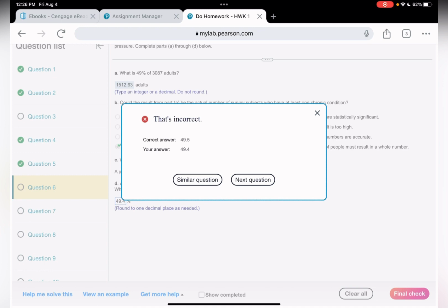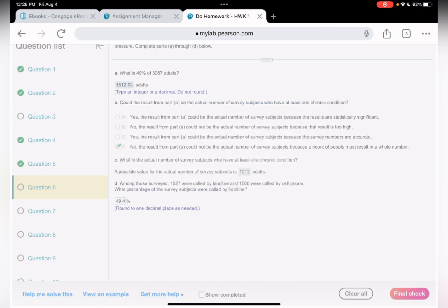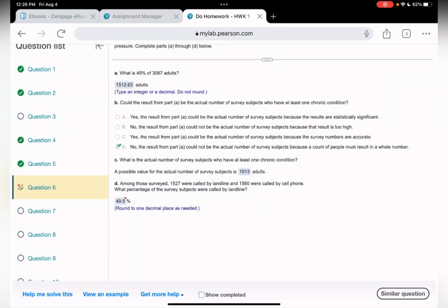Didn't I put 49.5? I did put it. Well, at least you know what it is. Maybe after the 5 I put something by mistake. But that's okay. You already know it's 49.5. We did it, right? So you take 1527, because it's a landline, it's asking for landline, and divide by the sample size, 3087.